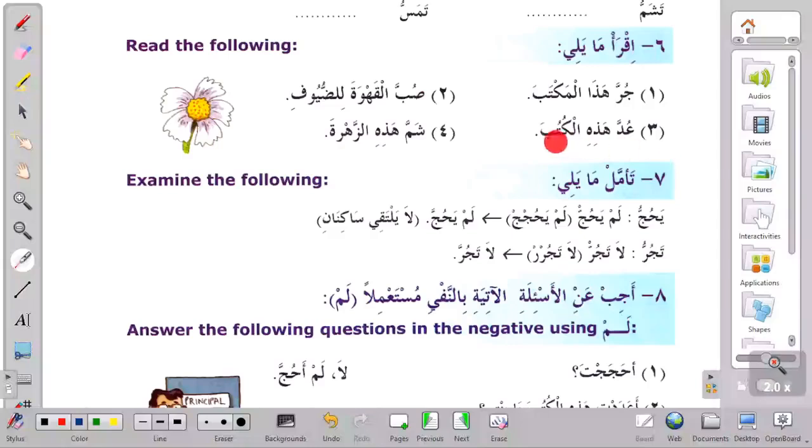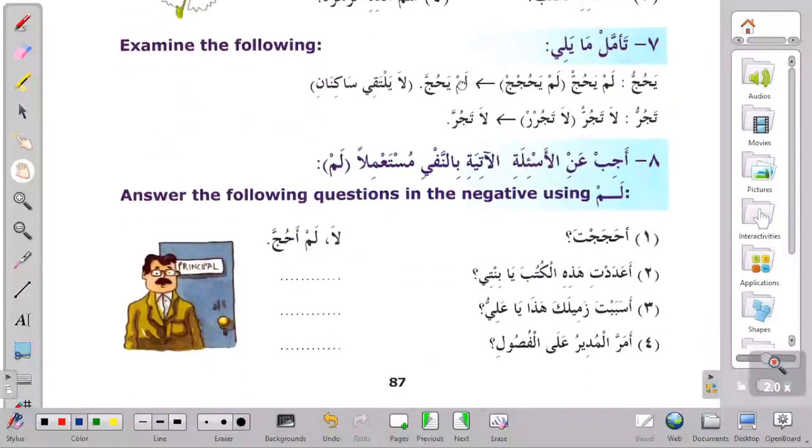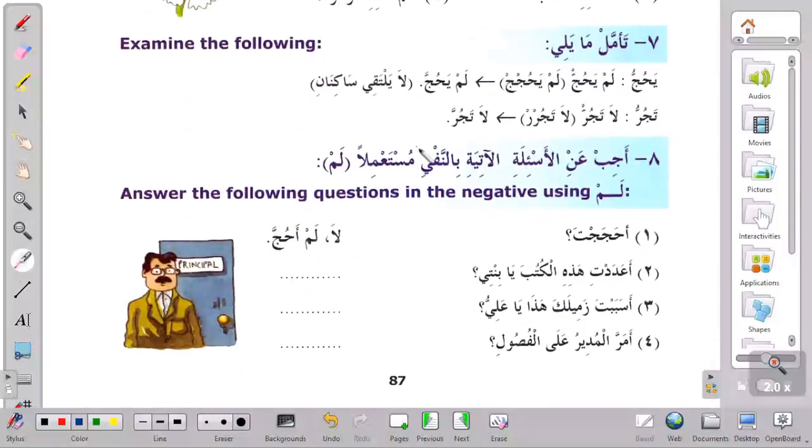Then, udda hazihil kutuba. Count these books. Shamma hazihil zahra. Smell this flower. So this flower here, zahratun, of course we know it's a flower. So shamma hazihi zahra. Smell this flower. I hope that is clear. Okay. Let's continue. We have here number 7. We have ta'ammal ma yali. We should take notice of that which follows again.